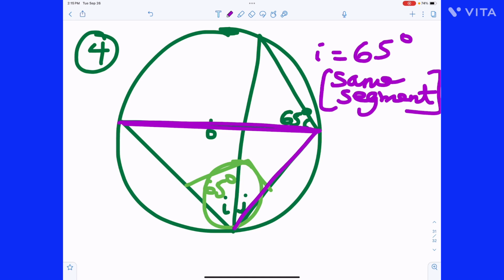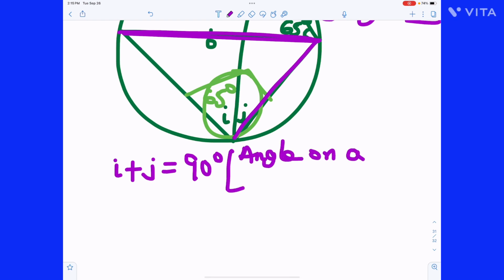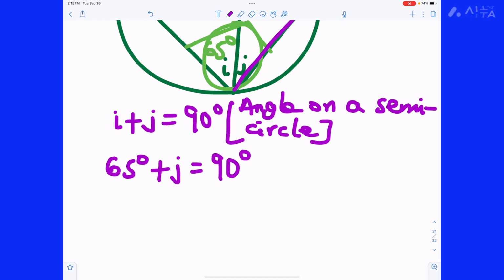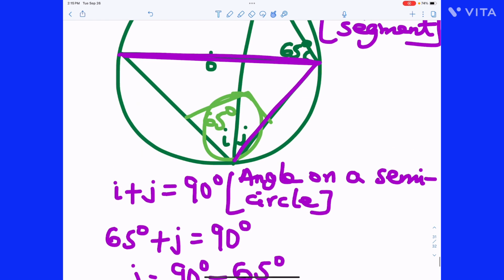So that means I plus J is equal to 90 degrees. The reason is simple. Angle on a semicircle. The two angles are present on a semicircle. So if we put them together, they'll be 90. So 65, I already know I. 65 plus J is 90 degrees. So J is equal to 90 degrees minus 65. J is what? 25 degrees. J is equal to 25 degrees.